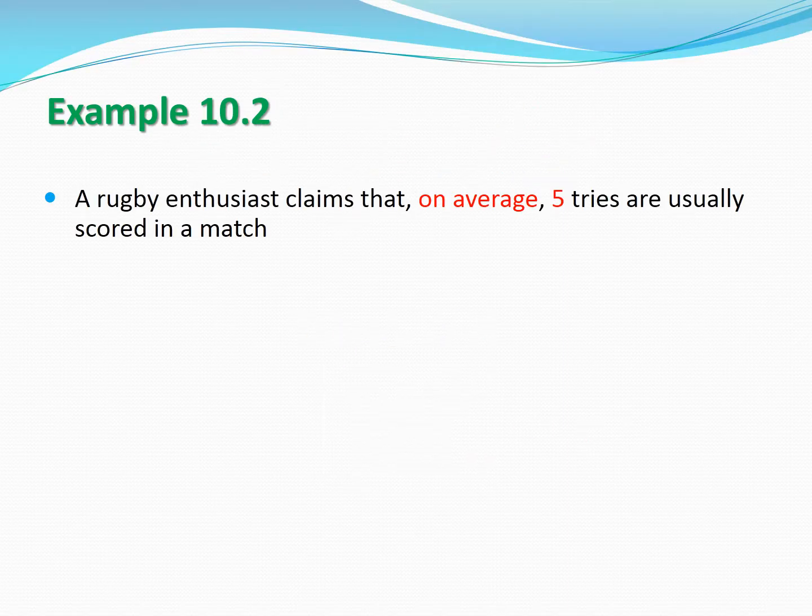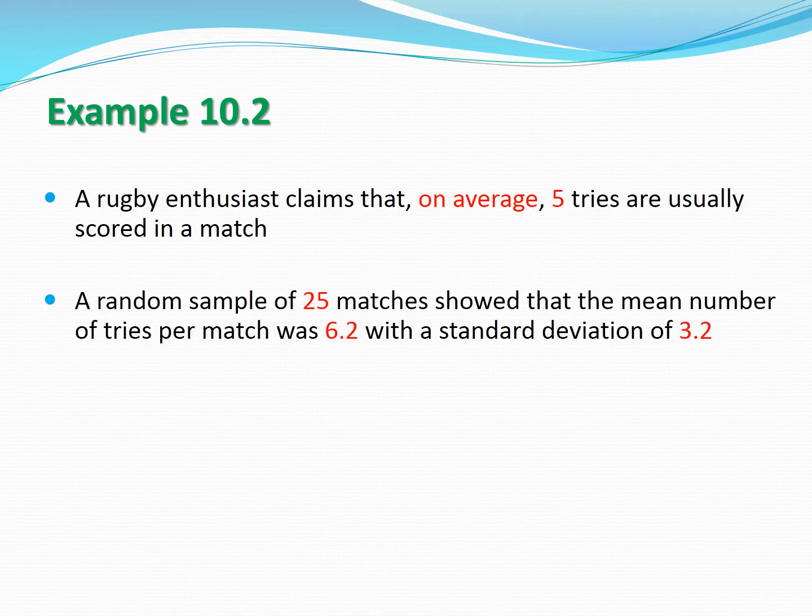In example 10.2, they state, a rugby enthusiast claims that on average 5 tries are usually scored in a match. This is then my claimed value, so mu 0 will be 5. And then they tell you a random sample of 25 matches. So we are working with a small sample size, so n will be 25. And the mean number of tries per match is 6.2, so that's my x bar. And the sample standard deviation is 3.2, so that will be my s.